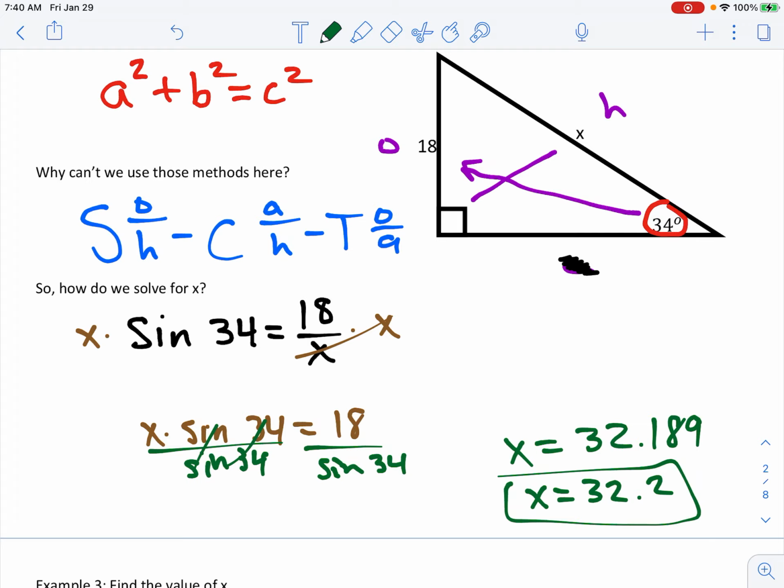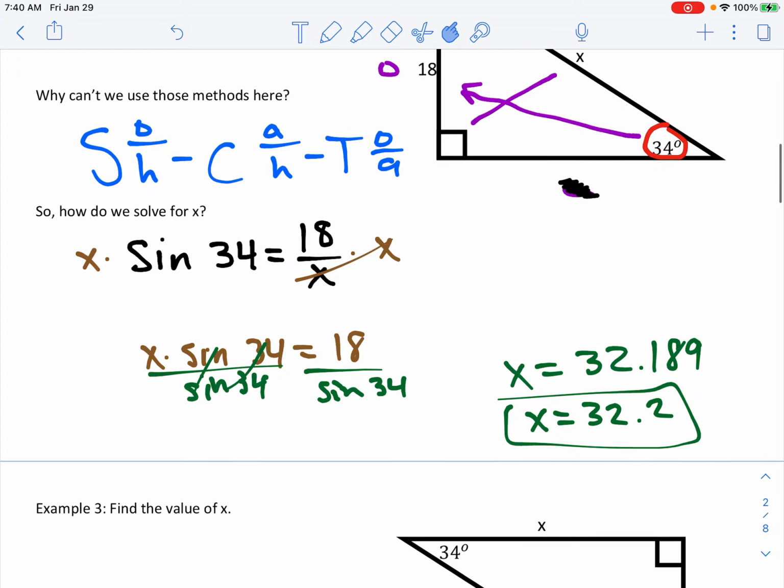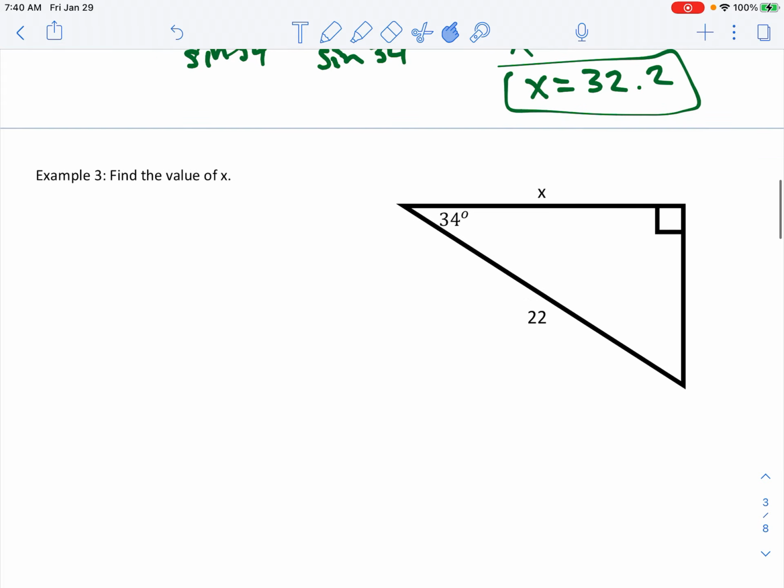So we're going to label our sides like we did yesterday, and depending on what two letters are left, that's going to tell us which function we want to use: sine, cosine, or tangent. Let's go ahead and look at another example. Before we start, I'm going to put my handy-dandy cheat sheet right here.